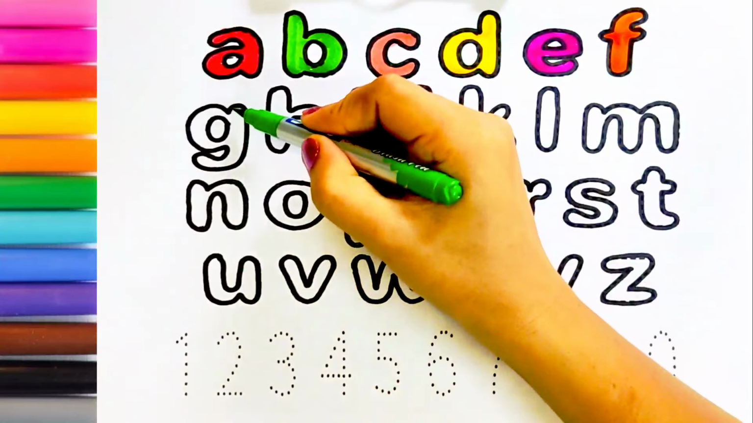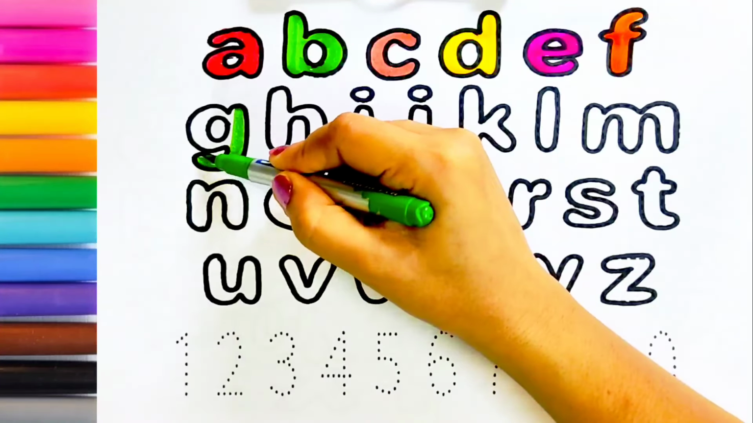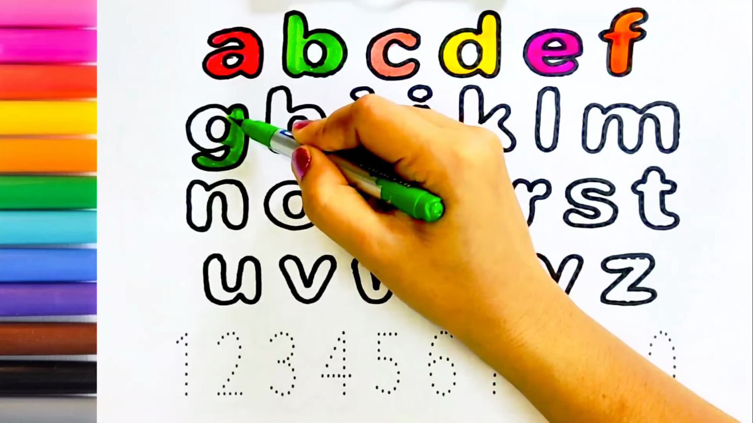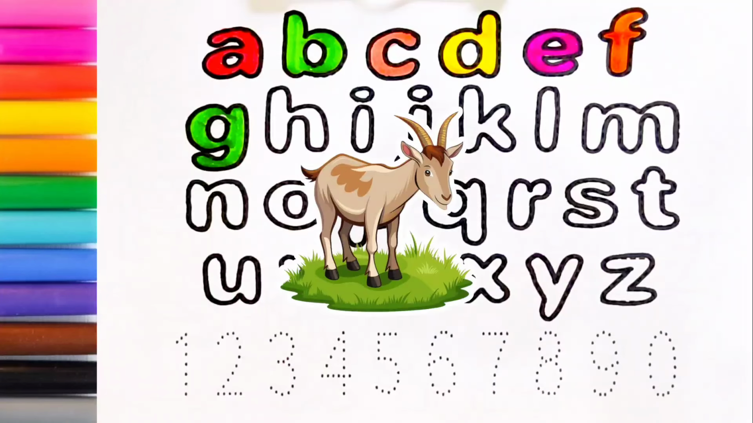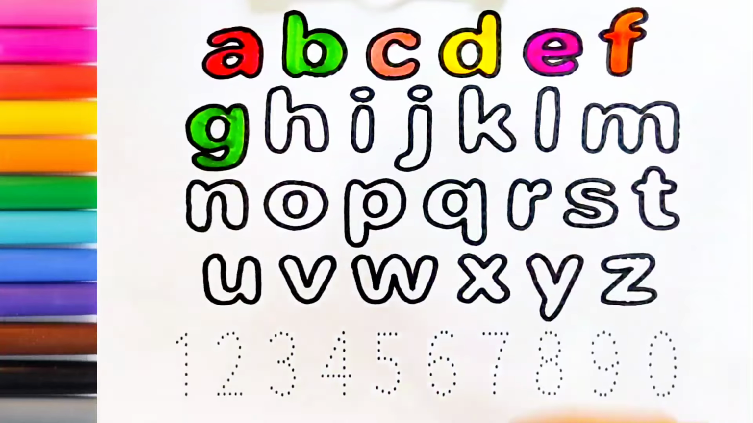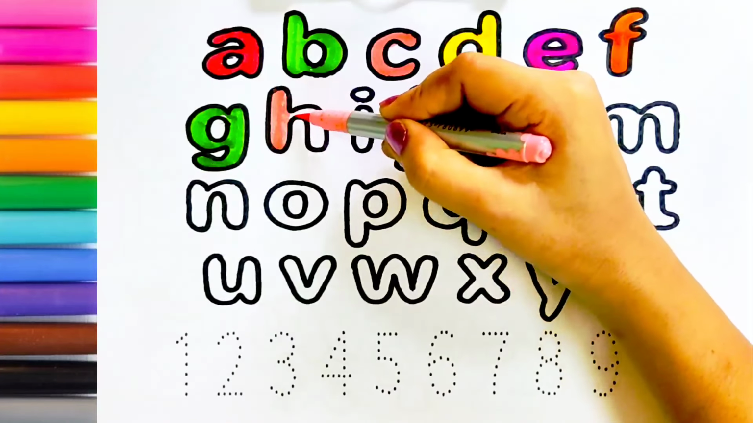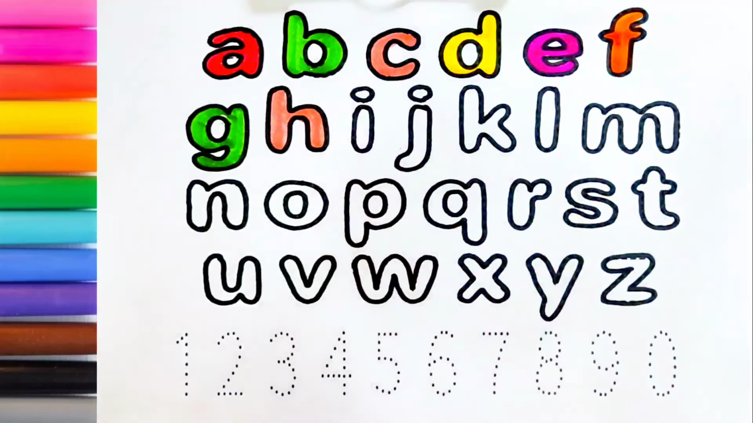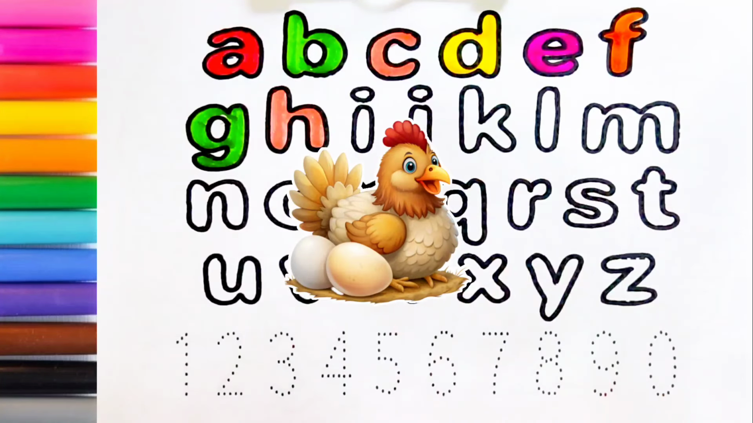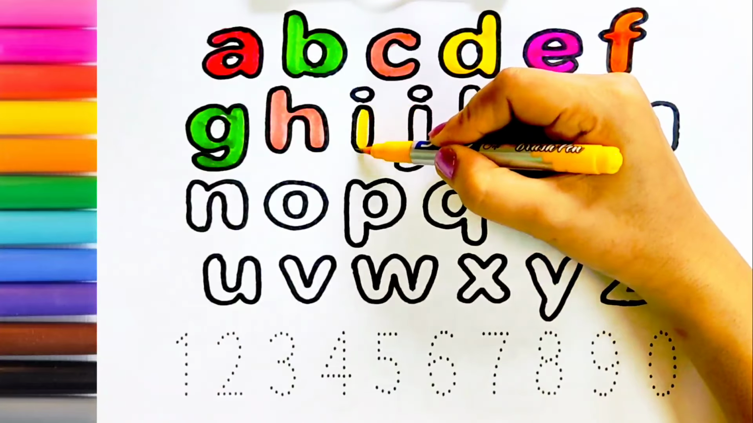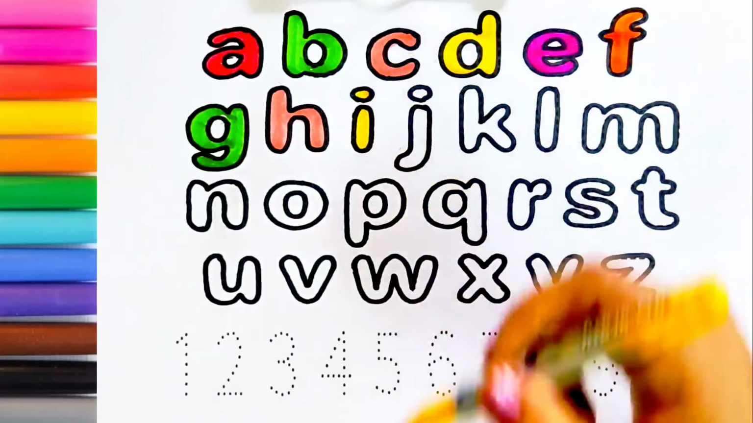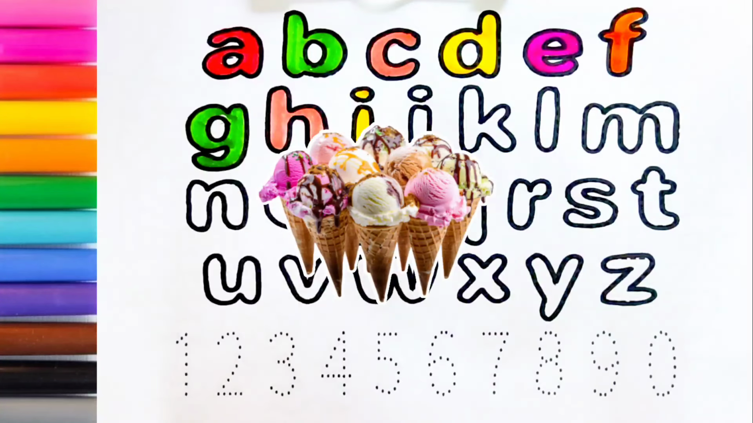Light green color G. G for goat. Peach pink color H. H for hen. Yellow color I. I for ice cream.